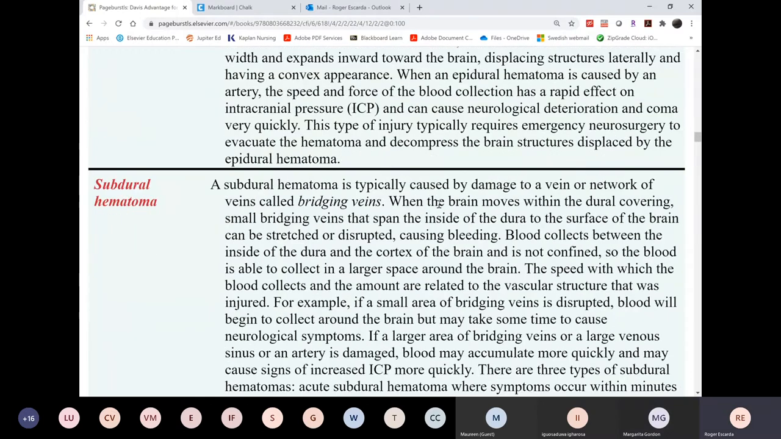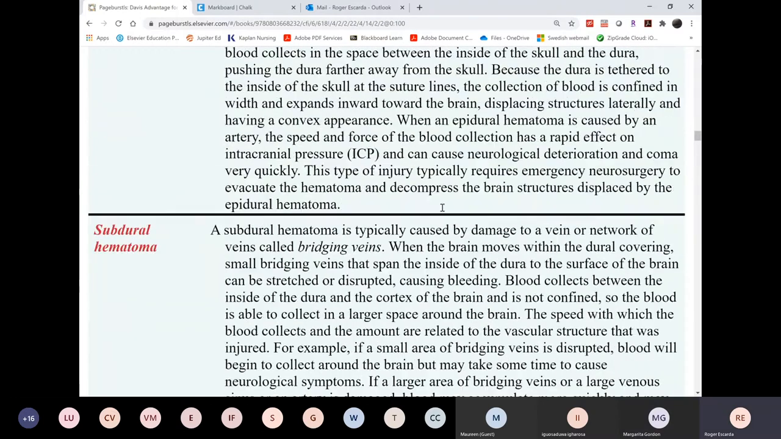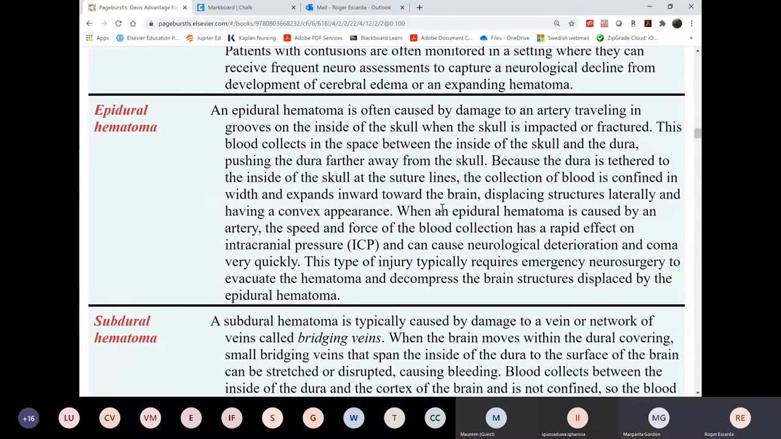With regards to hematomas, remember that hematomas will be space-occupying masses here. If they appear inside the skull, then they will definitely increase intracranial pressure.